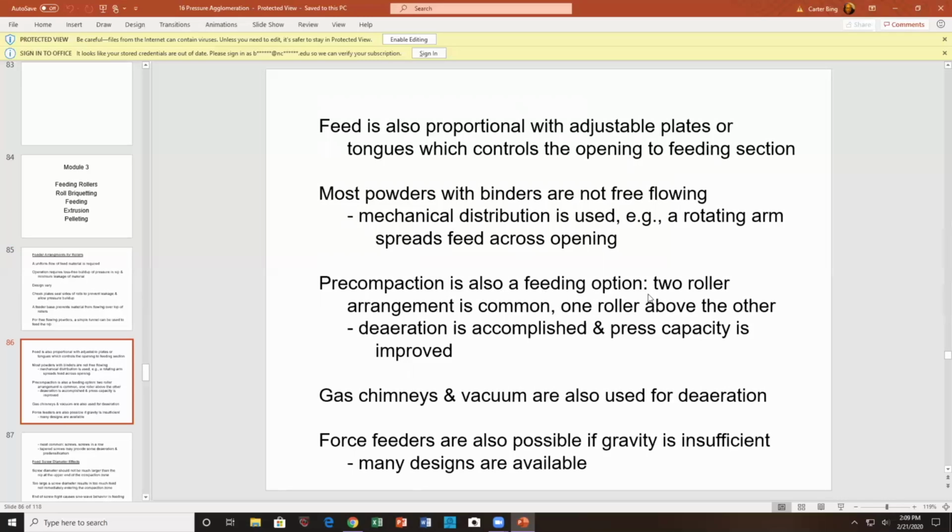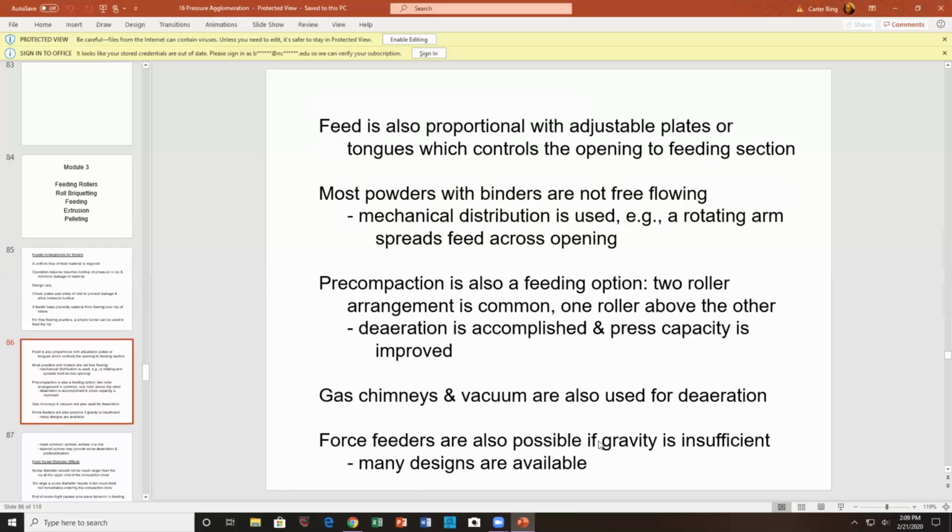Pre-compaction is also a feeding option. Two rollers arrangement is common, one roller above the other. De-aeration is accomplished and the press capacity is improved. You can use gas chimneys or vacuum, also used for de-aeration. Force feeders are also possible if gravity is insufficient.